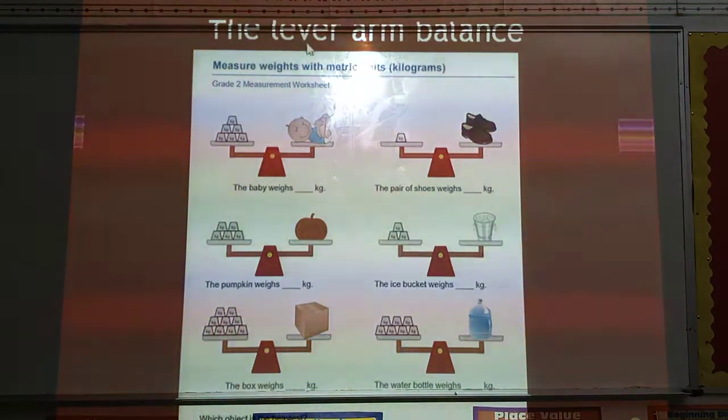Now, how can we use the lever arm balance to measure weight? Now, measuring weight with metric units, which is kilograms in this case. Now, each of these stands for a kilogram. Can you tell how many kilograms the baby is? If each of these is a kilogram, it means 1, 2, 3, 4, 5, 6. 6 kilograms is on one arm. Now, since they are balanced, it means that the baby also has to be 6 kilograms.